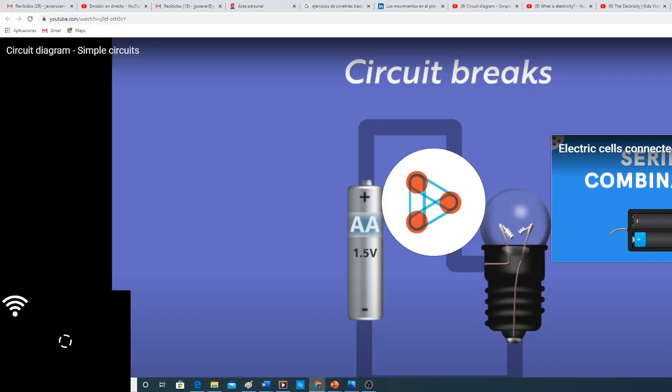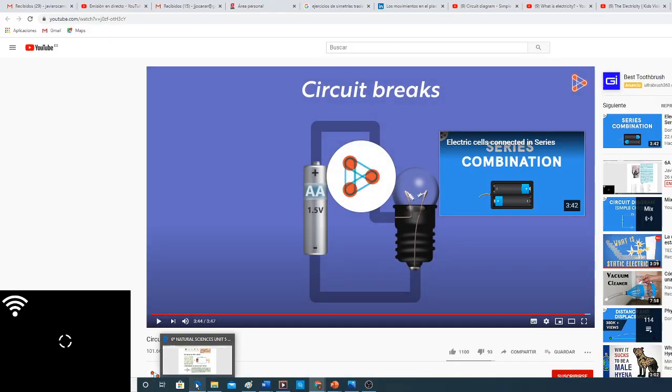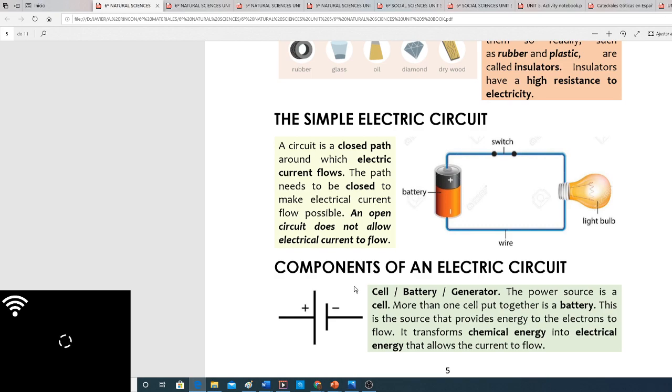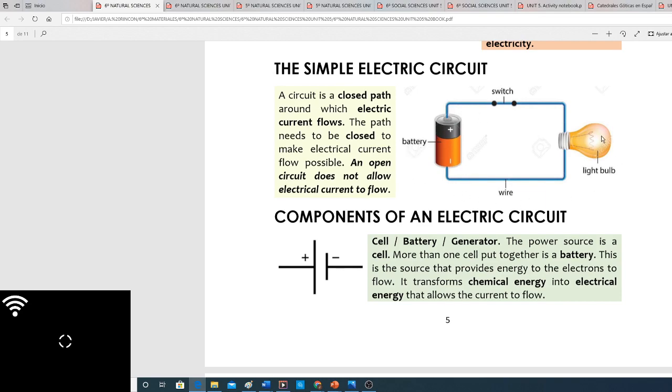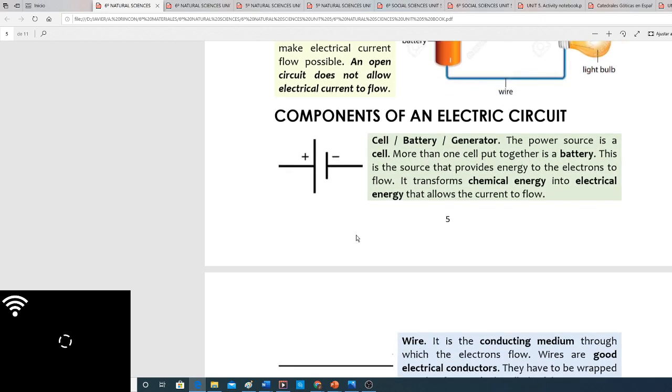So, very good. Now, before finishing this part, please go to the text part. In the text part you have the same thing that you have just watched in the documentary. So this is the battery, this is the light bulb, this is the resistor, this is the switch. In this case, it is closed, so it allows the electric current to go along the wire. And this is the wire. Remember, right angles. And these are the components of an electric circuit. This is the battery. You can call it battery, generator, or cell. It all depends. You have to read this part.